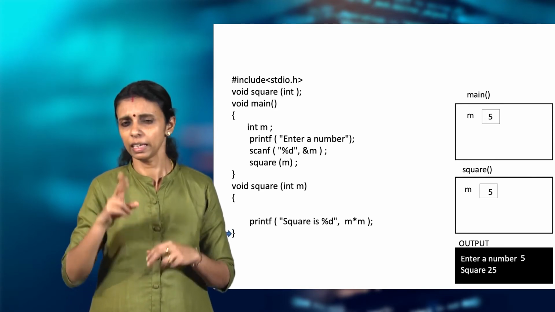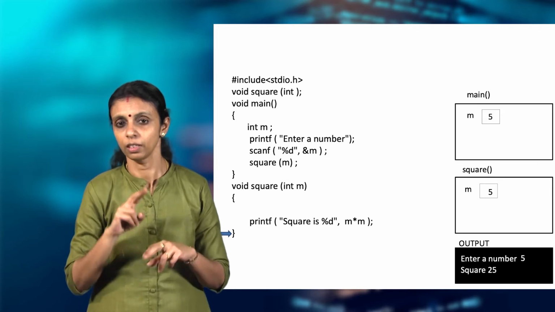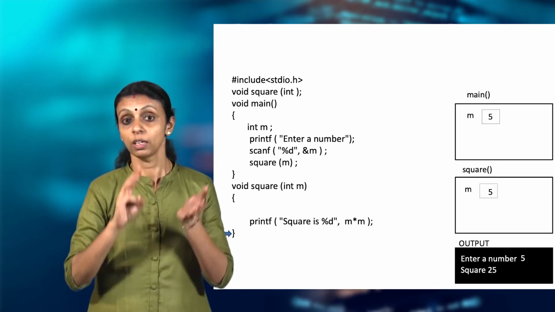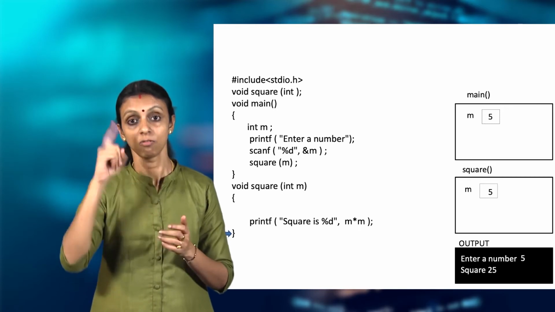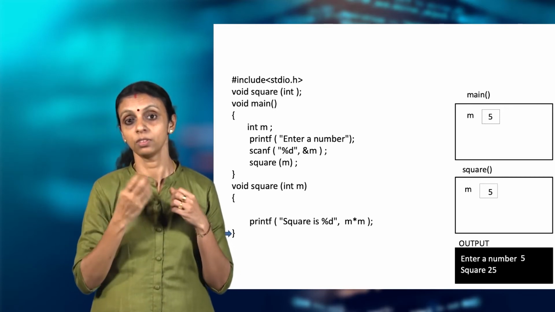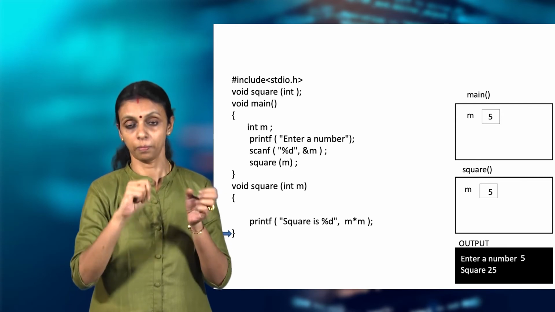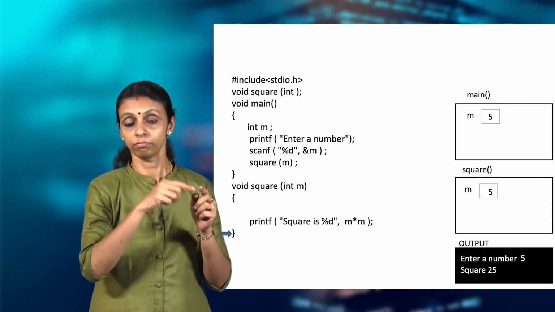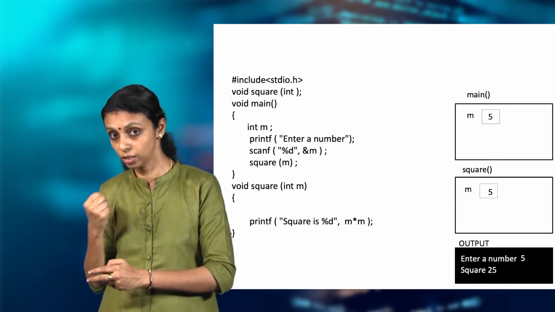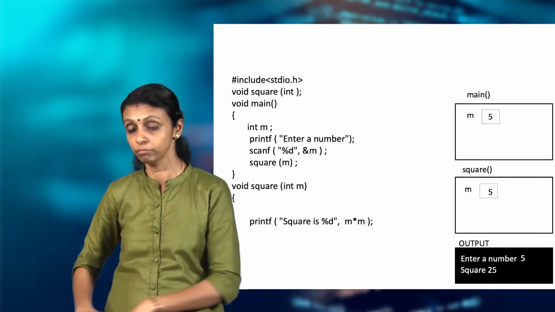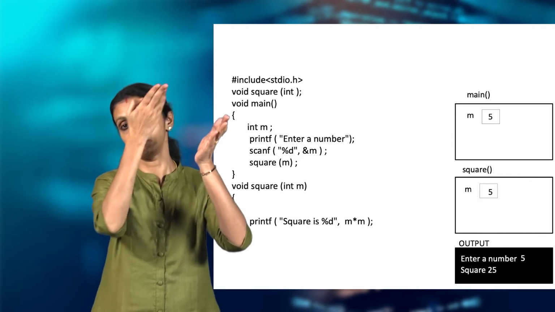Now consider the case where we want to print the output in main function, that is, accept the value in main, pass it to function, find the square of number in function, give back the answer to main and print the square of number in main.